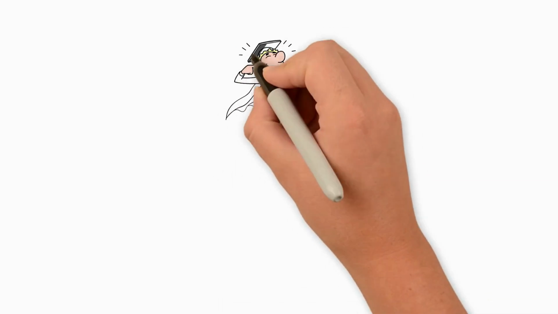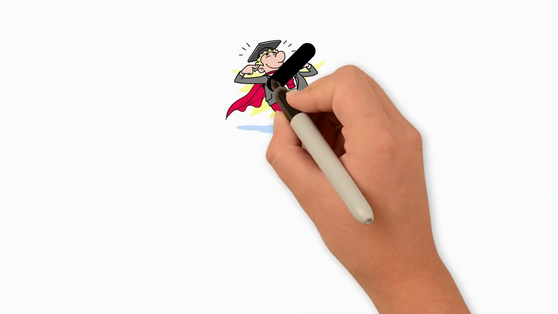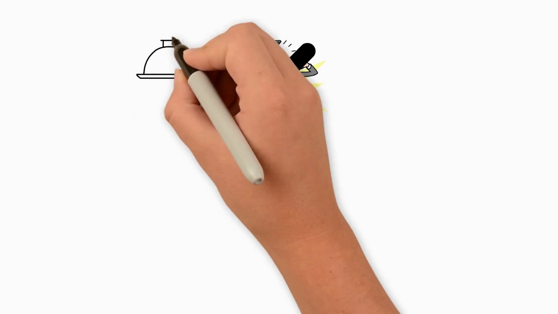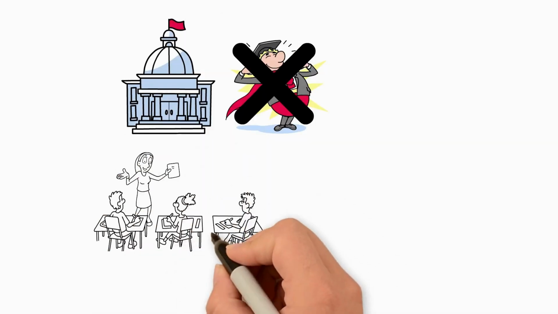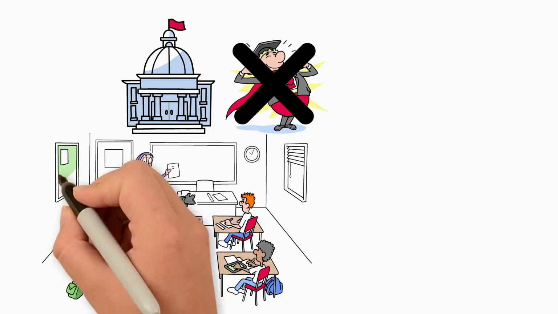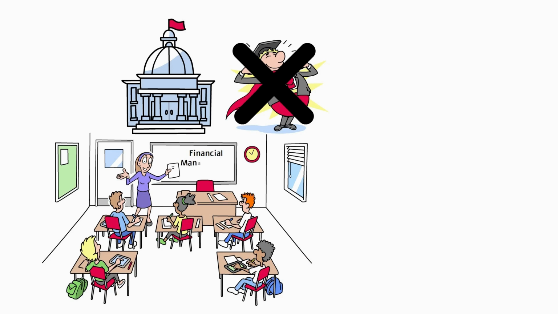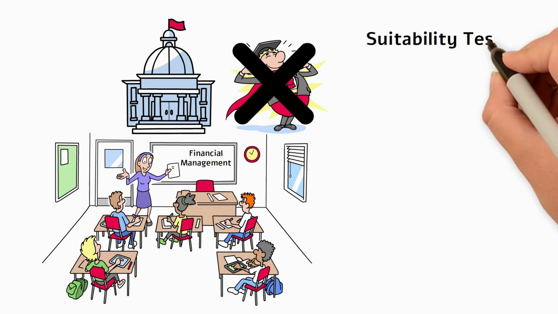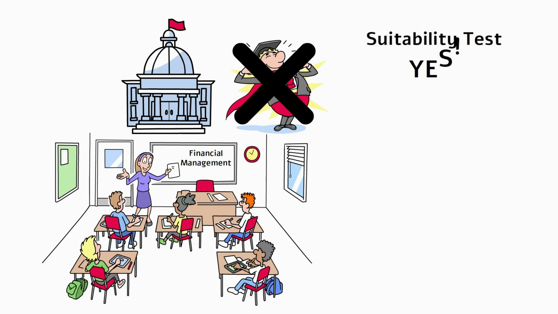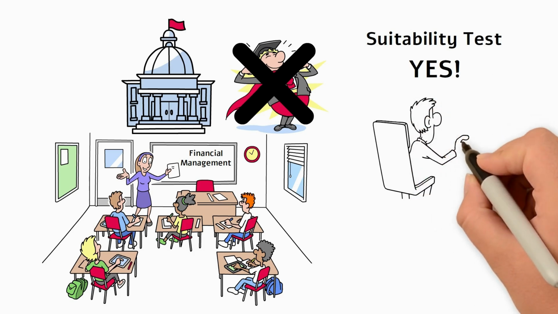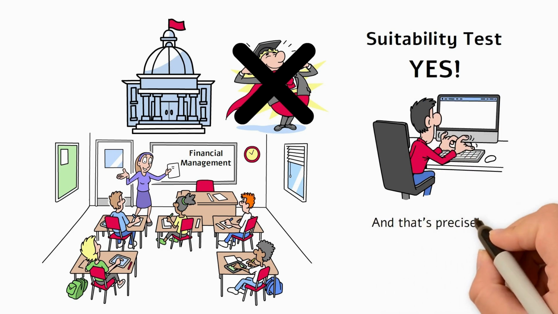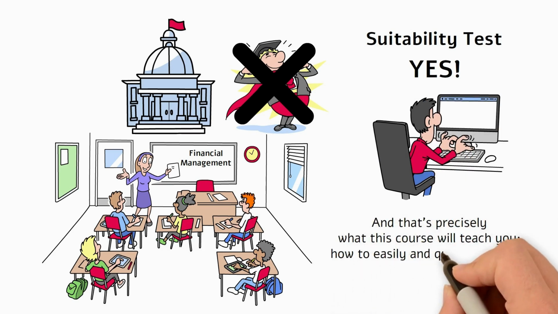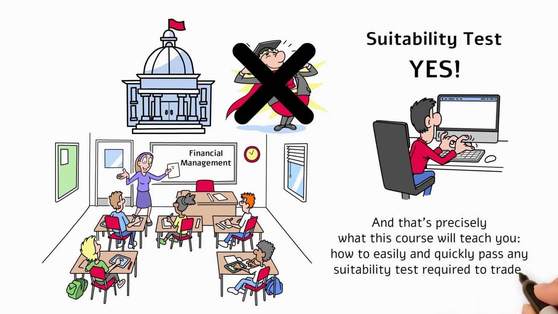University degree. Not required, no university degree is needed to trade. In fact, and unfortunately, few degree programs cover trading in depth. I studied business administration and economics, and in a course called financial management, we covered one chapter on trading and only superficially. Suitability test. Yes, this is mandatory, at least in Europe. The law requires that anyone who wants to trade must understand the risks involved. And that's precisely what this course will teach you, how to easily and quickly pass any suitability test required to trade.